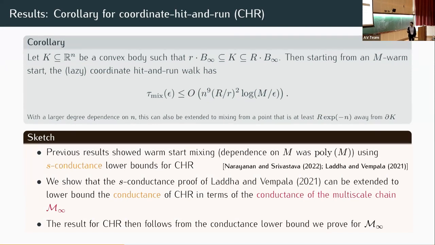Okay, so in fact, just in this slide, the previous results showed warm start mixing for this, as I said earlier, using something called S-conductance. We'll come to what that is. What we show is that one of these two proofs, the one due to Lovász and Vempala, can be extended using the analysis of our multi-scale walk to give a conductance bound for this coordinate hit-and-run. So that leads to this mixing time bound.